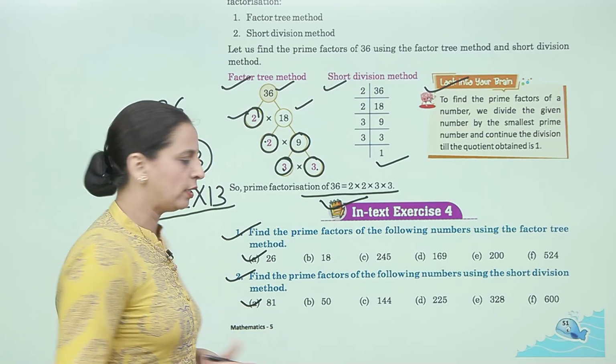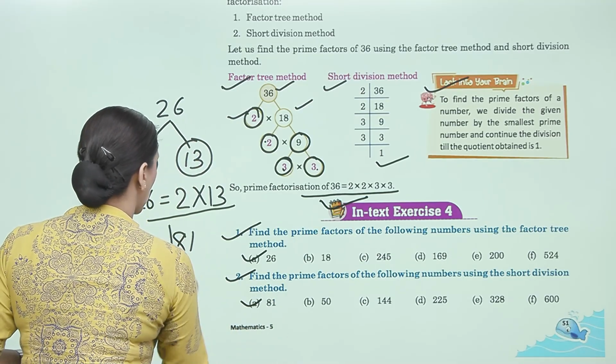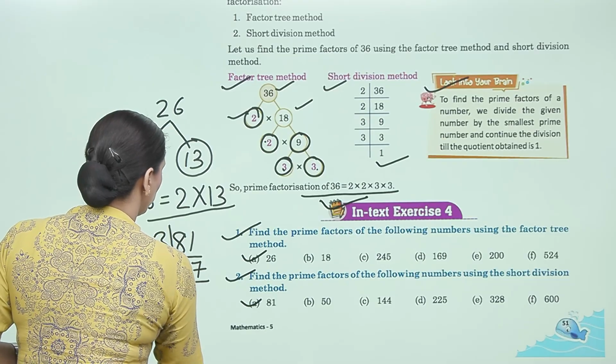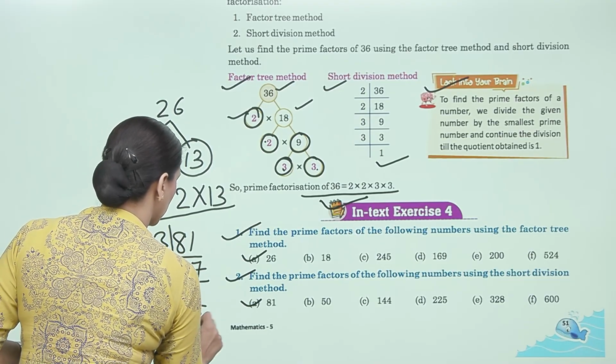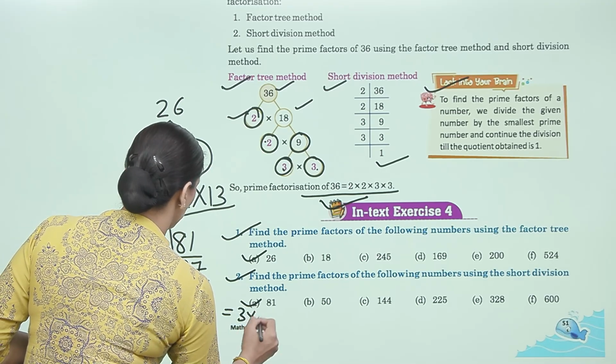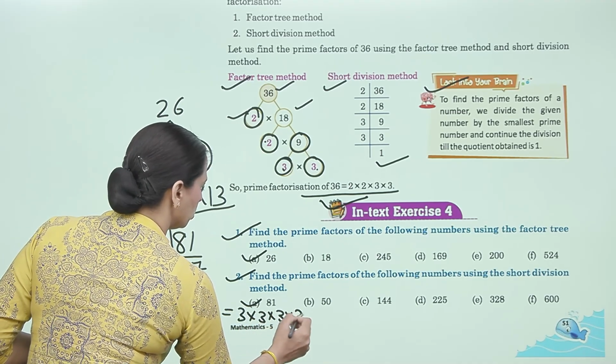First is 81. Let us do 81. Start with 3. 3 2s are 6, 3 7s are 21, 3 9s are 27, 3 3s are 9 and 3 1s are 3. So prime factors are 3 into 3 into 3 into 3.